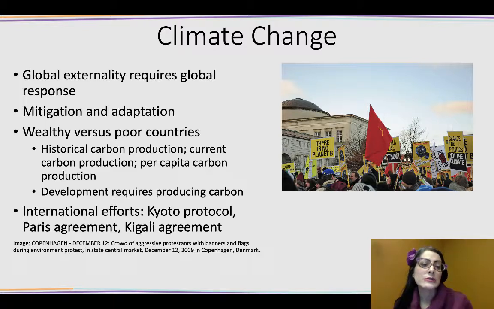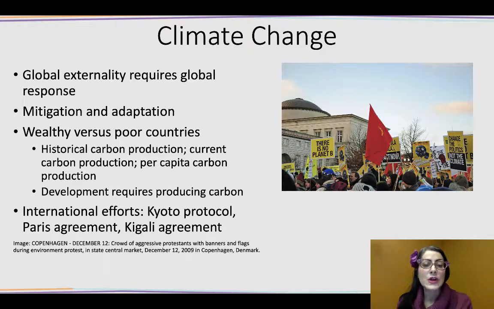Climate change. Global externality requires global response. Mitigation and adaptation. Wealthy versus poor countries. Historical carbon production, current carbon production, per capita carbon production. Development requires producing carbon, and what do you do about that, right?